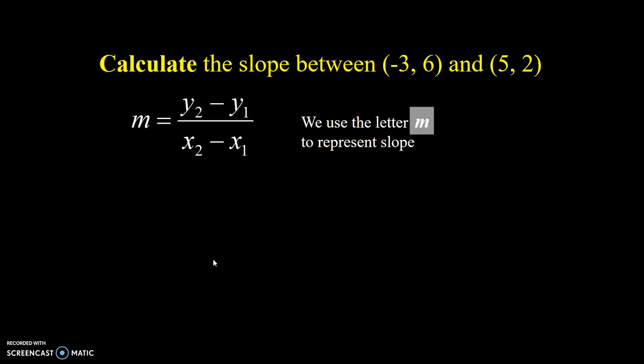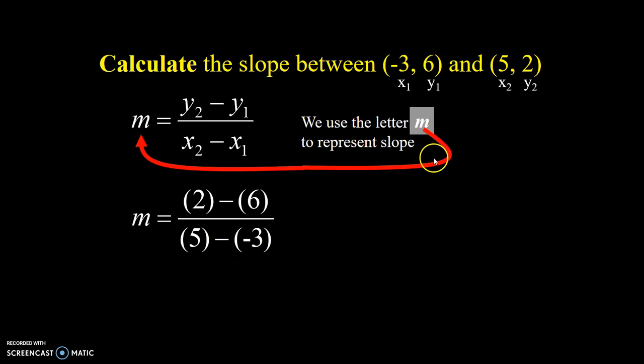Okay? I'm going to use the equation. So we have now 2 and we have 6. So therefore, 2 minus 6 is equal to negative 4. And 5 minus negative 3, negative times negative becomes positive. So therefore, that is 8, which is equal now to 1 over 2.